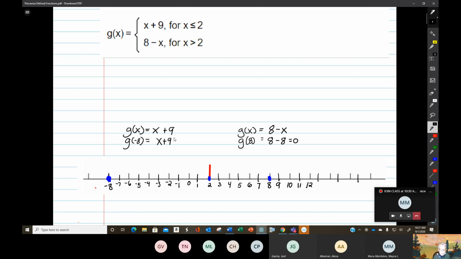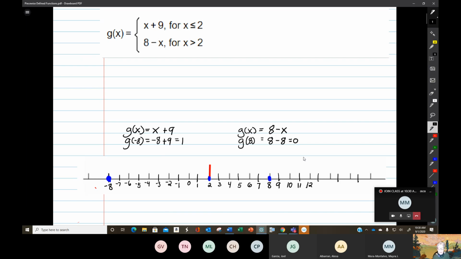Okay, so over here, do this the right way. G of -8 is going to equal -8 plus 9, because -8 will go in for the x, and -8 plus 9 is +1.